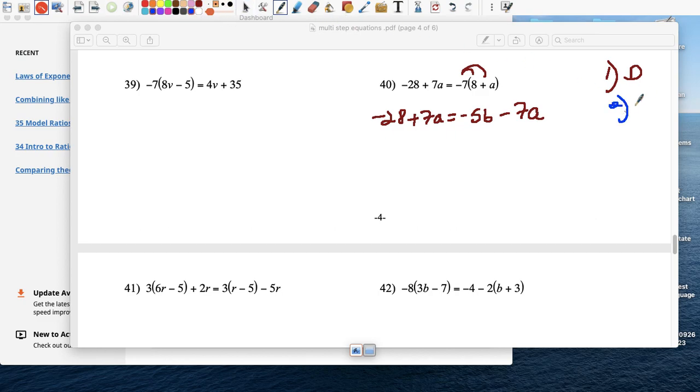2. Combine like terms. Can I combine 28, negative 28 and 7a? No. Can I combine negative 56 and negative 7a? No. I don't have to do any of that. 3. Check for variables on both sides. There is. On the left side I have 7a. On the right side I have negative 7a.